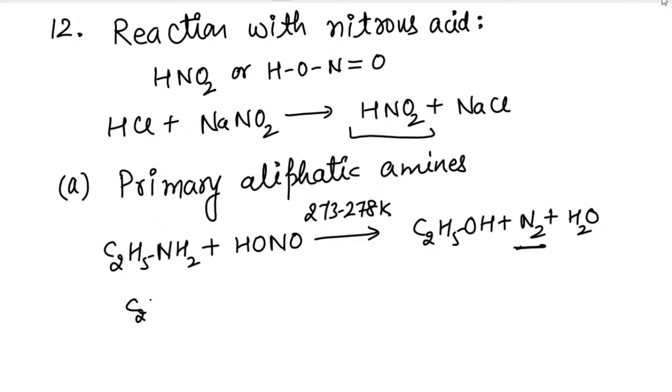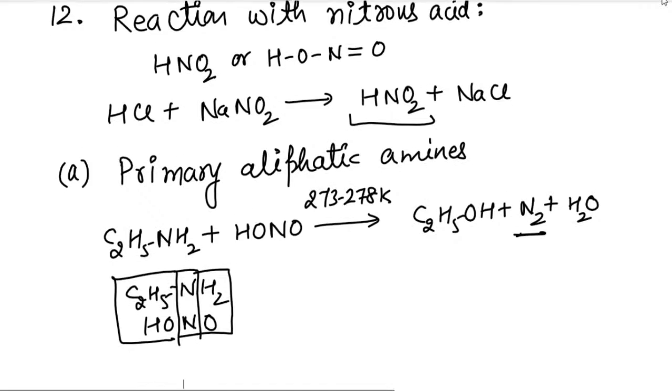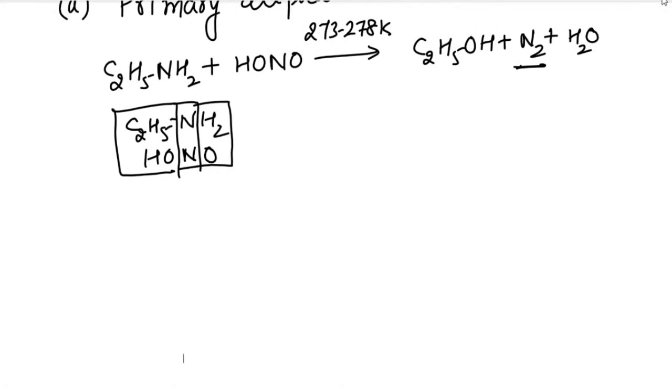It can be written as C2H5NH2 plus HONO. We can remember it like this: C2H5OH, N2 and H2O. So with primary aliphatic amines, we get alcohol along with the effervescence of nitrogen gas.